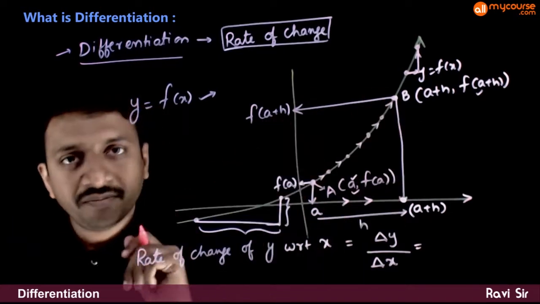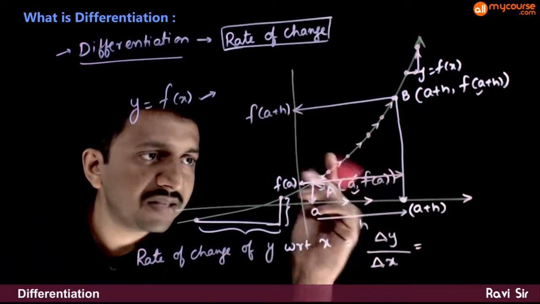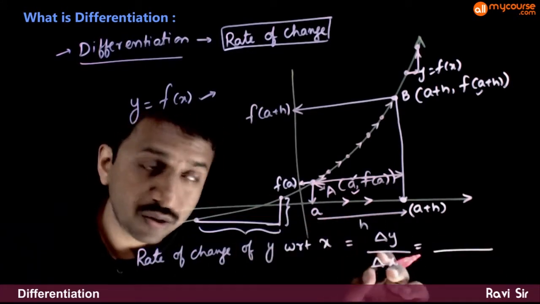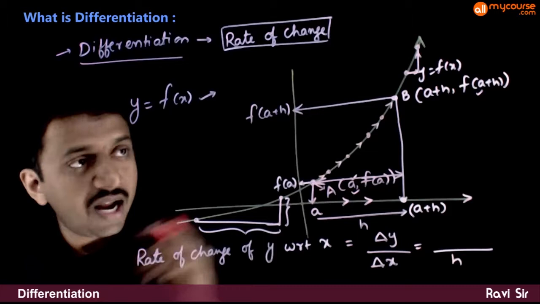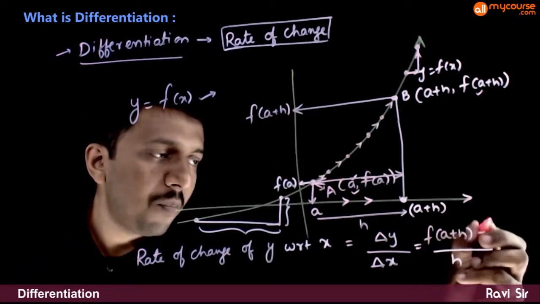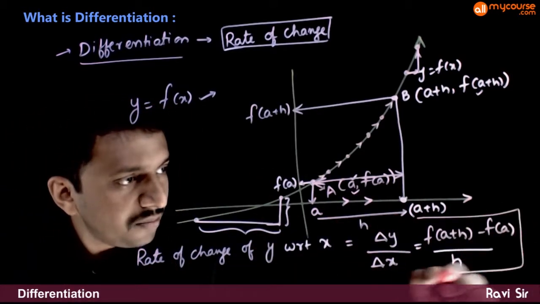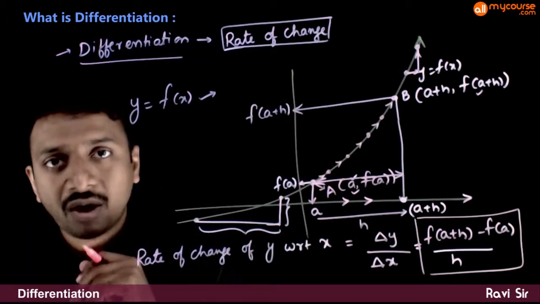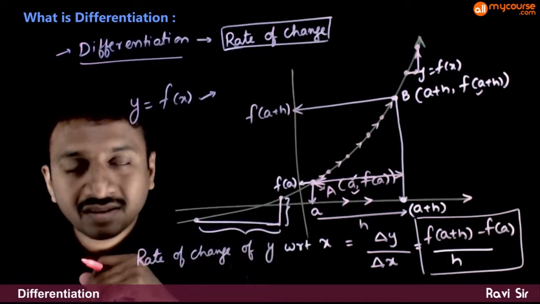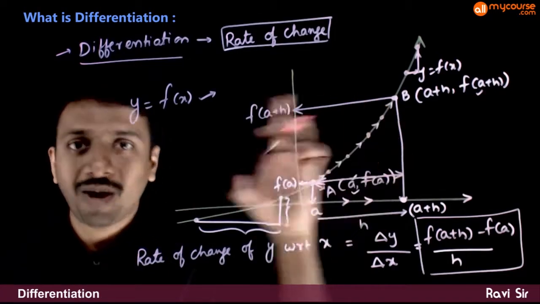So if you go from A to B, what is the change in the value of x? Change in the value of x is h, right? So delta x is h. And what is the change in the value of y? f of a plus h minus f of a. So what is this value? This is the rate of change of y with respect to x between the points A and B.